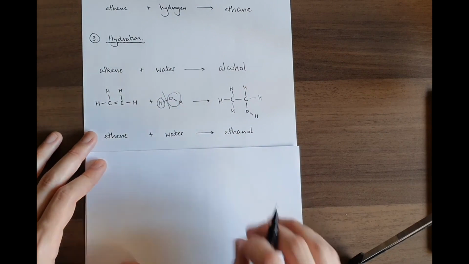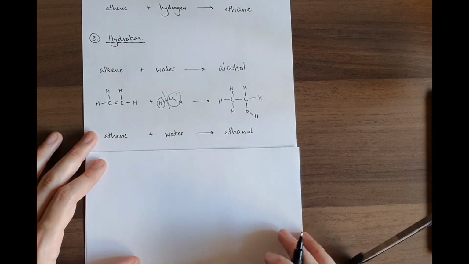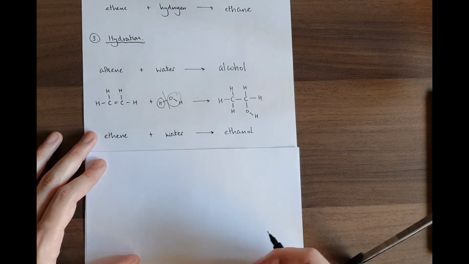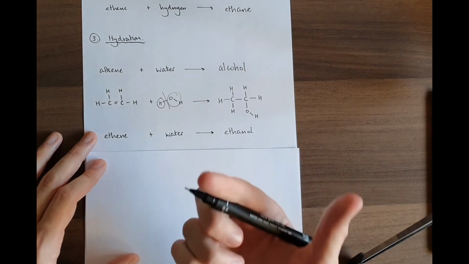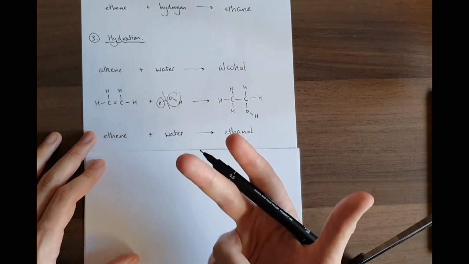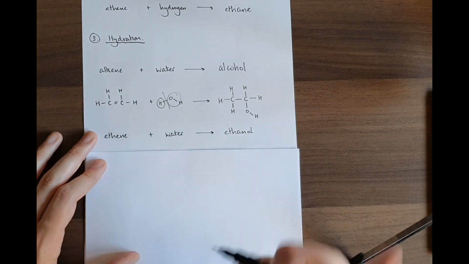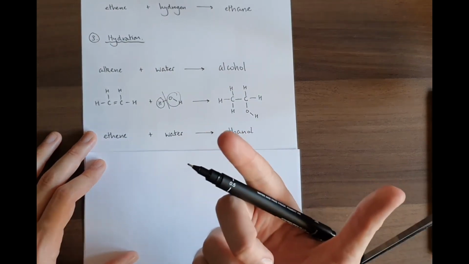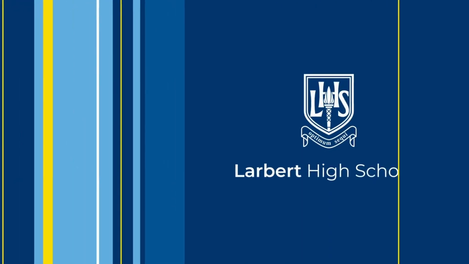But for just now, what we need to know is that these are the three different types of addition reactions involved at National 5. They all involve alkenes. They all involve adding a compound across the alkene's double bond, and they are halogenation, where we add a halogen, hydrogenation, where we add a hydrogen molecule, or hydration, where we add water. And we need to know what we form in each of these reactions. A dihaloalkane, an alkane, or an alcohol.